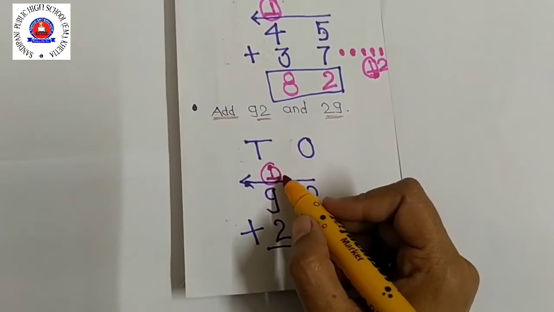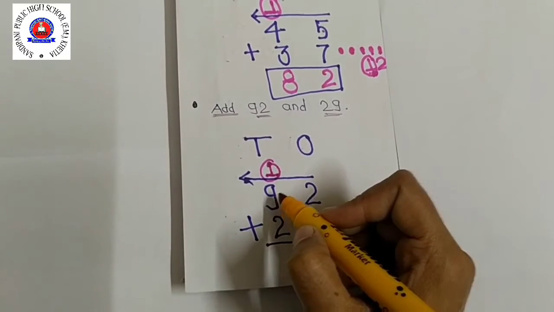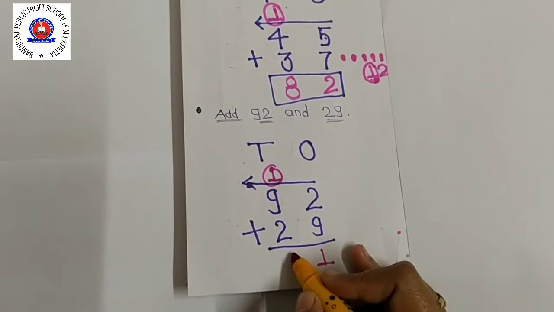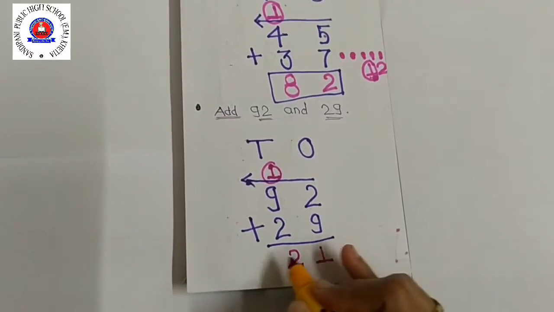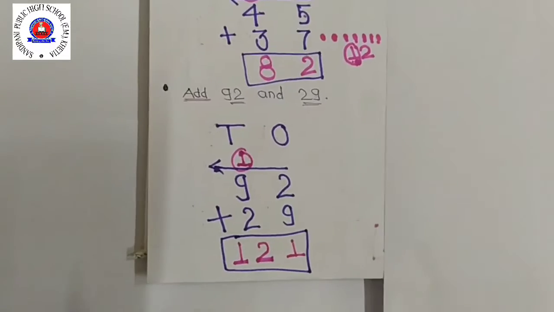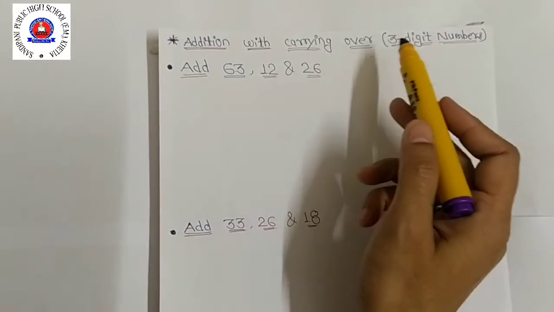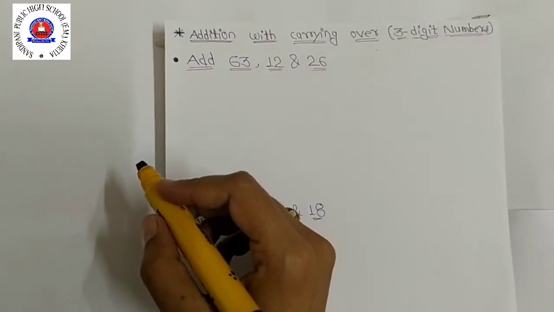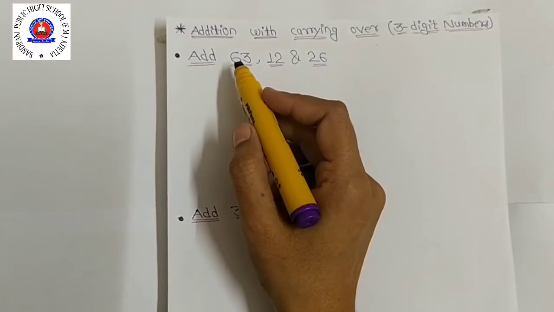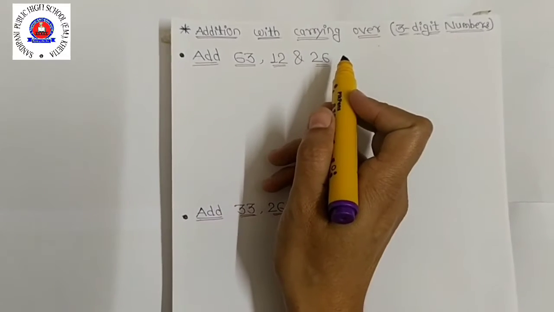Now the second step is what? Add in the tens column. 1 plus 9, 10, and 10 plus 2 is what? 12. So write here 12. Okay. Clear this one? Now the next one, addition with carrying over of 3-digit numbers. So the same procedure applies. So here is what? 63, 12 and 26.